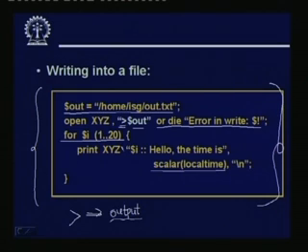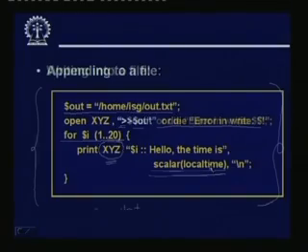Print xyz means here we are printing with the file handle specified, that means you print not on the screen, but on this file. $i, the line number will be displayed, hello the time is. You also learn that scalar local time is a built in function in PERL which gives you the time. So, actually what we will get in the file are 20 lines where the time is continuously displayed as the program executes. So, this is just an example of how you can write into a file.